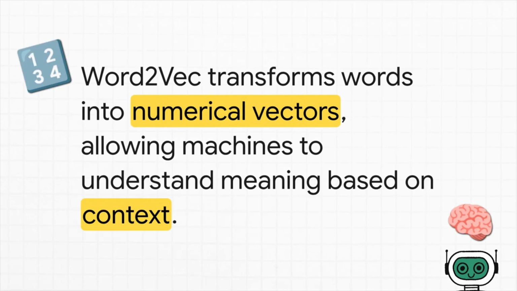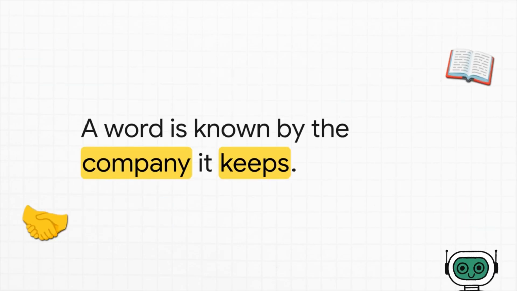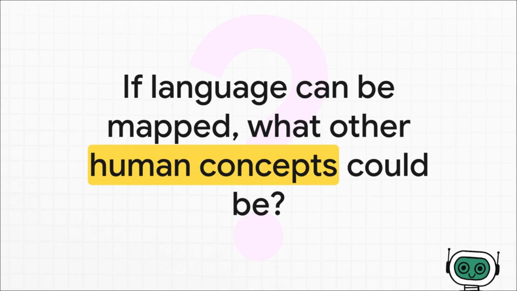So, to put it all together, word-to-vec is a technique that transforms words into numerical vectors, which lets machines finally understand meaning based on context. If you remember just one thing, make it this. A word is known by the company it keeps. That is the simple, powerful idea behind all of this. And I'll leave you with a final question to think about. If something as messy and complex as human language can be mapped into a geometric space, what other human concepts could be mapped in the same way?